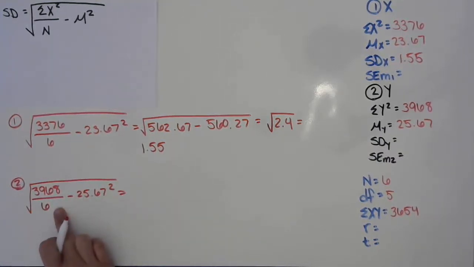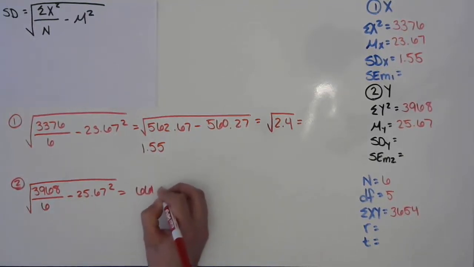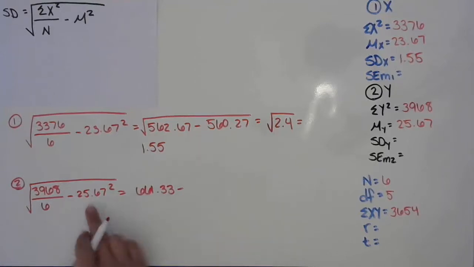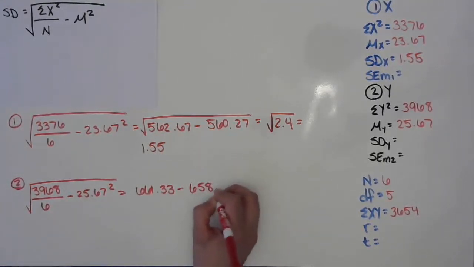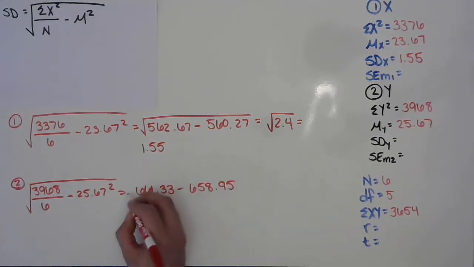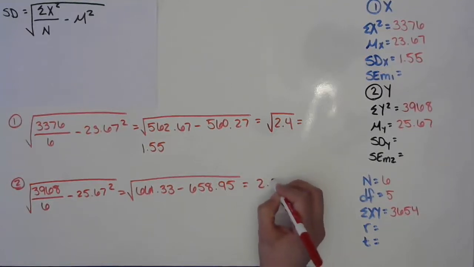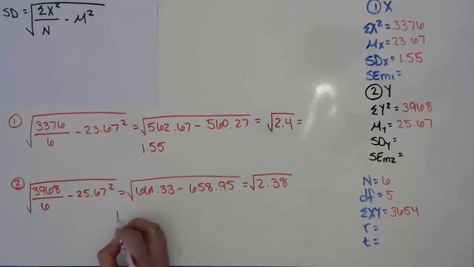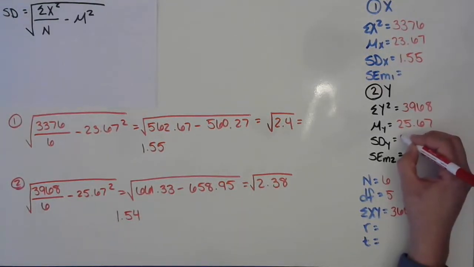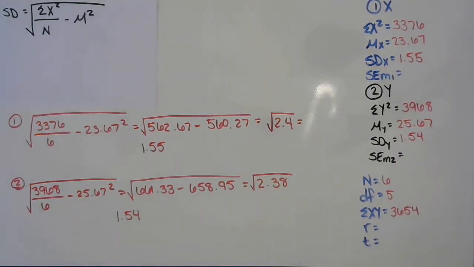Okay, so divide this out here, and that is going to give you 661.33. And then we're going to subtract this squared value here of 658.95. Subtract those two, and that is going to give you 2.38. And then when you square root that out, you are going to be left with 1.54. So our standard deviation for group 2 is 1.54. And don't forget to round at every step of the calculation.